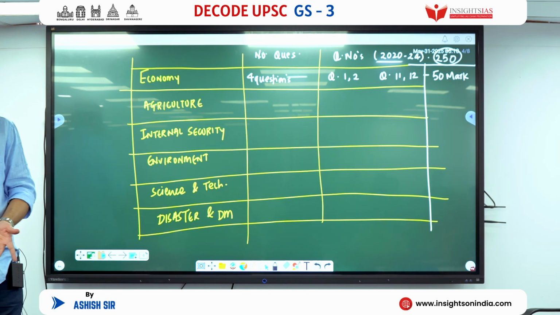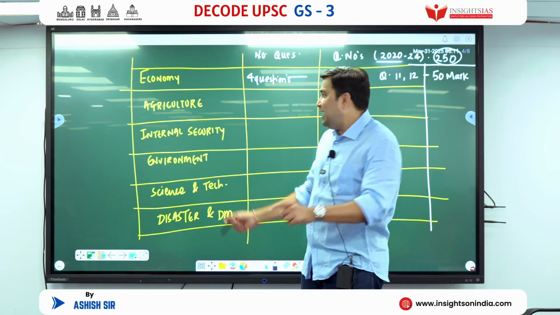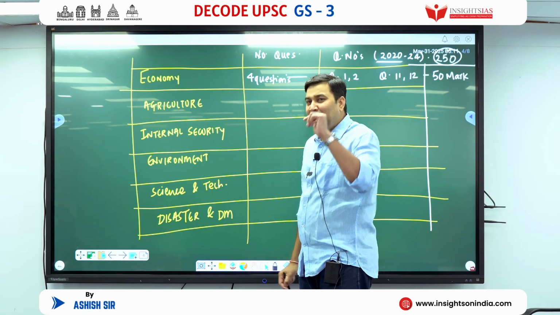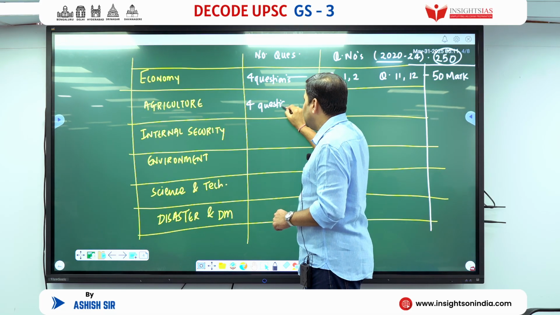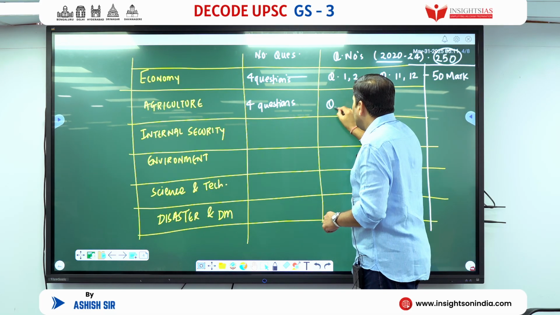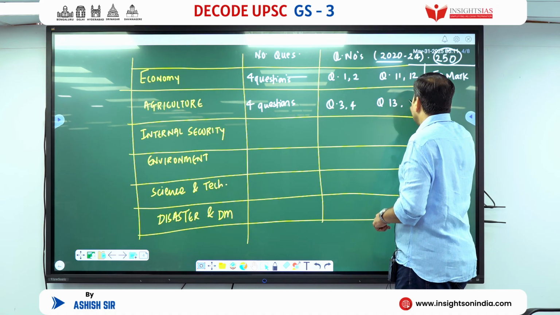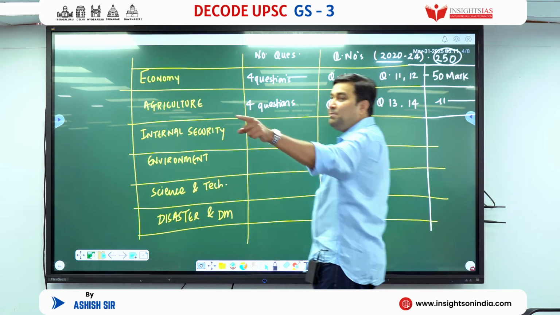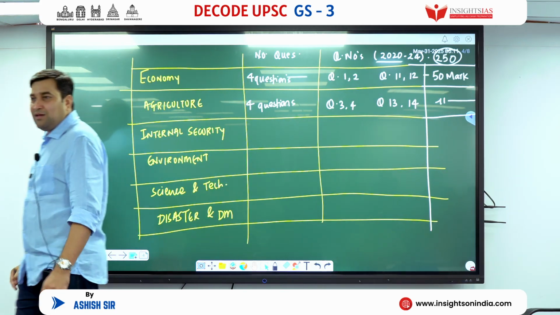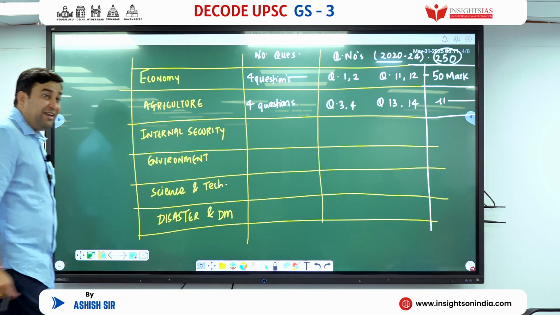Am I right? The most neglected component of GS paper 3 is none other than agriculture. Do you know how many questions are there in agriculture? 4 questions. Each year you will get 4 questions. Which are these? Question number 3, 4, 13 and 14. Again, this also has 50 marks, but we rarely prepare for agriculture separately. Crops, cropping pattern, then PDS, buffer stocks, MSP related issues, we rarely prepare for these.